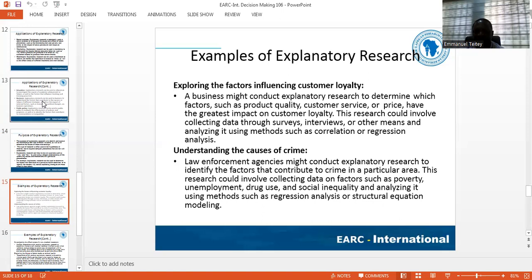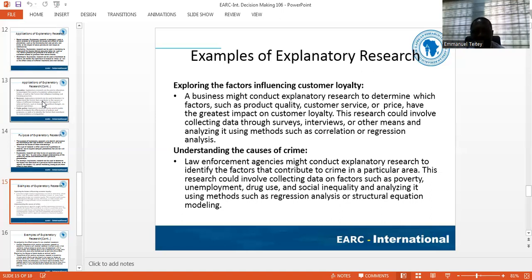This research can involve collecting data through survey, interviews, or other means, and analyze it using methods such as correlations or regression analysis.